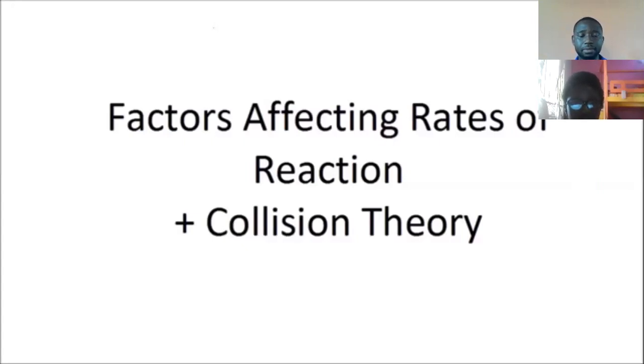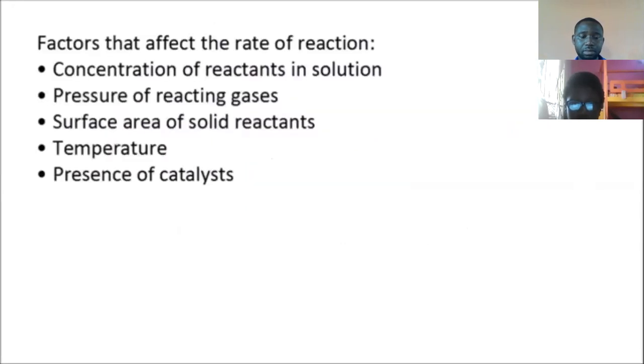In this video, we'll look at the factors that affect the rate of reaction and why they affect it. Here are 5 factors: the concentration of reactants in solution, the pressure of reacting gases, and the surface area of solid reactants. Now these 3 account for the 3 states of matter: liquids, gases and solids. And then we have temperature, and lastly, the presence of catalysts.